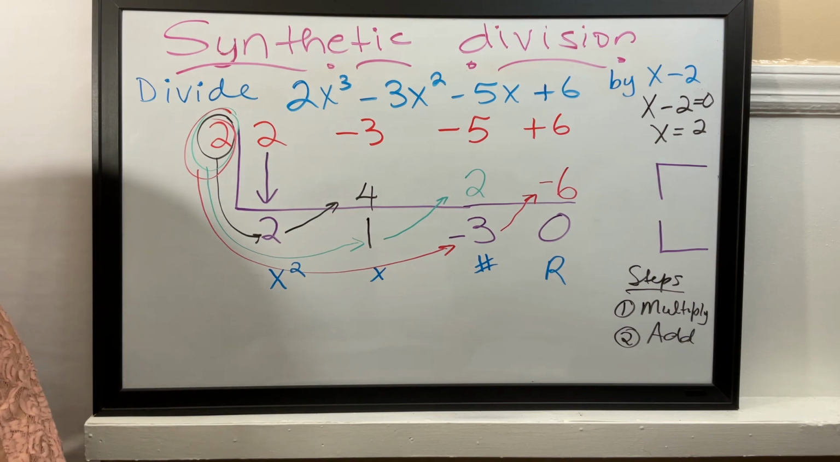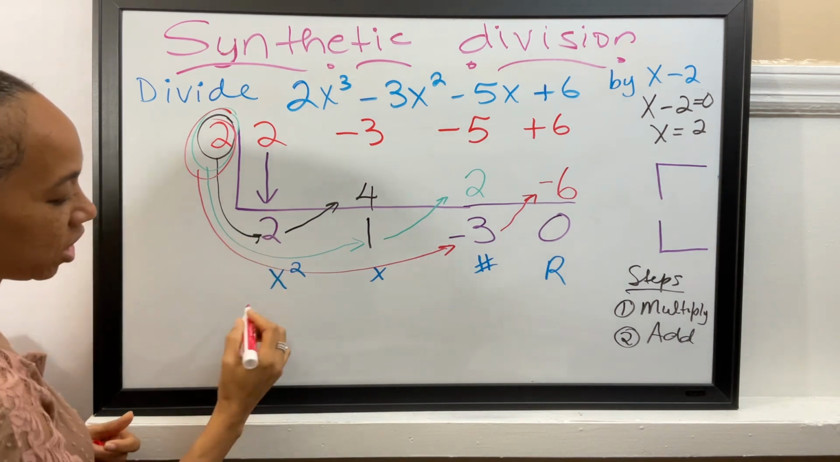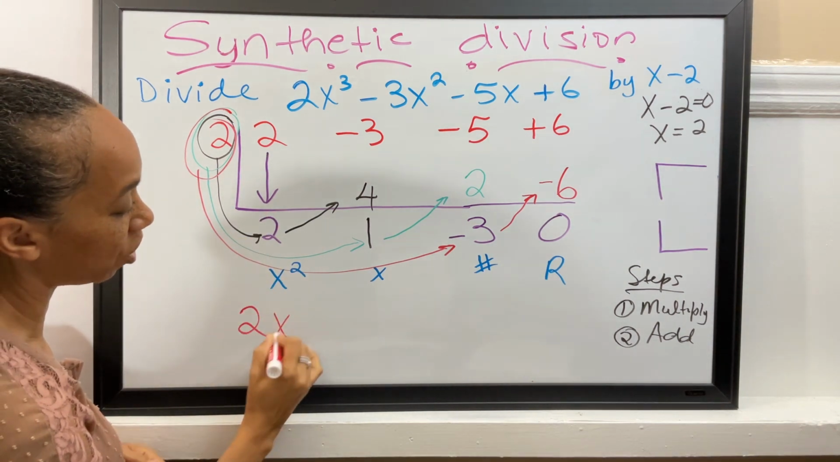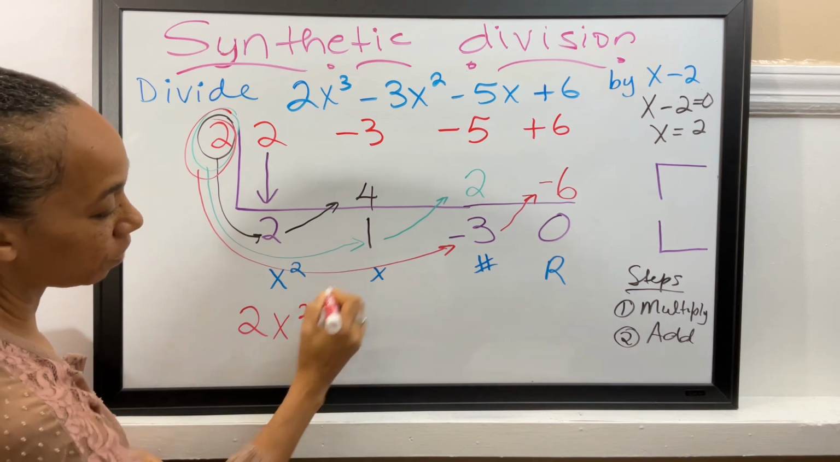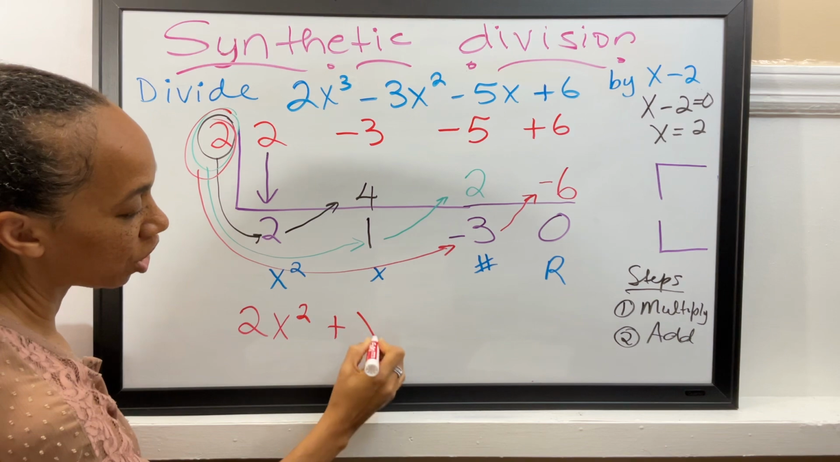So your answer here would be 2 above the x to the second power. So your answer will be 2x to the second power. And this, because it's 1, we don't write an invisible 1 in front of the x, the variable.